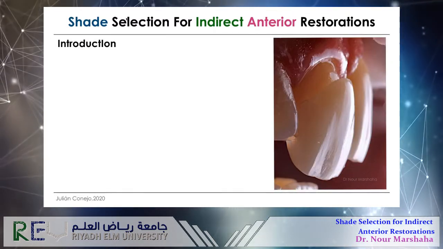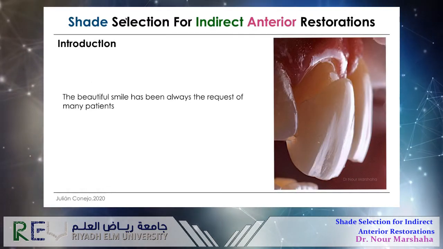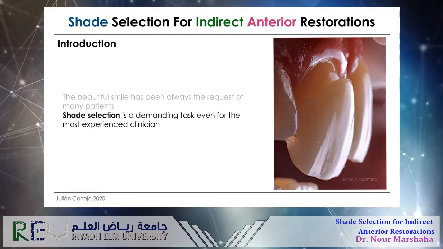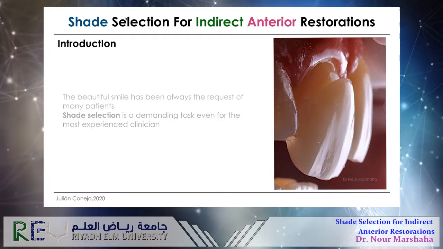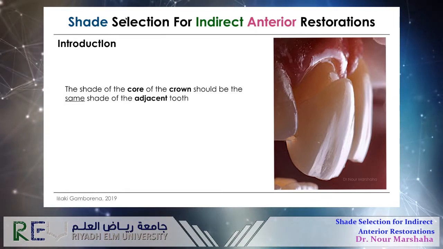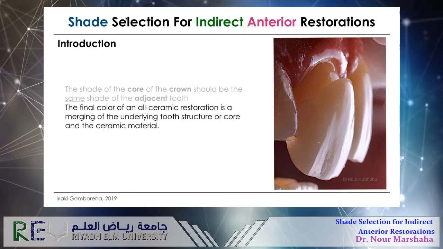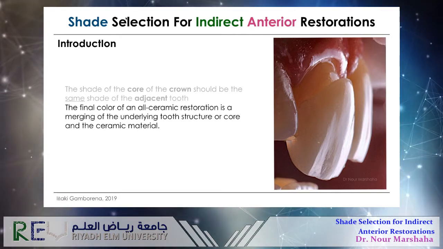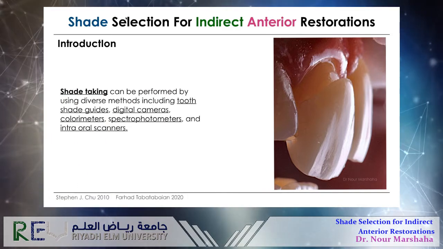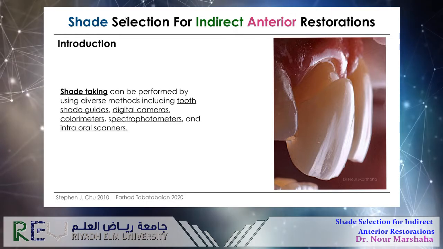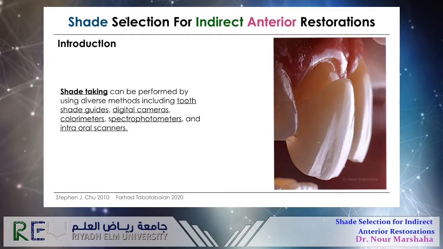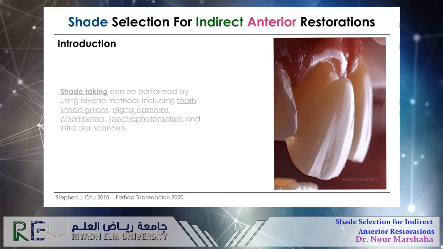For the introduction, we'll start with this: a pure smile has always been the request of many patients. Shade selection is a demanding task even for the most experienced clinician. The shade of the core of the crown should be the same shade as the adjacent teeth, and the final color of the all-ceramic restoration emerges from the underlying tooth structure, the core, and the ceramic material. Shade taking can be performed using diverse methods, including tooth shade guides, digital cameras, colorimeters, spectrophotometers, and intraoral scanners.